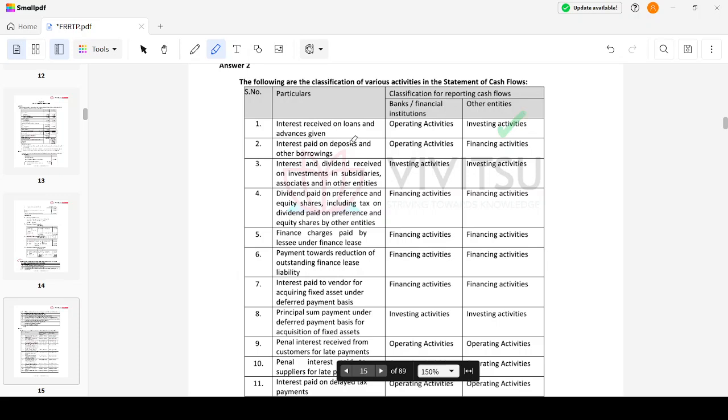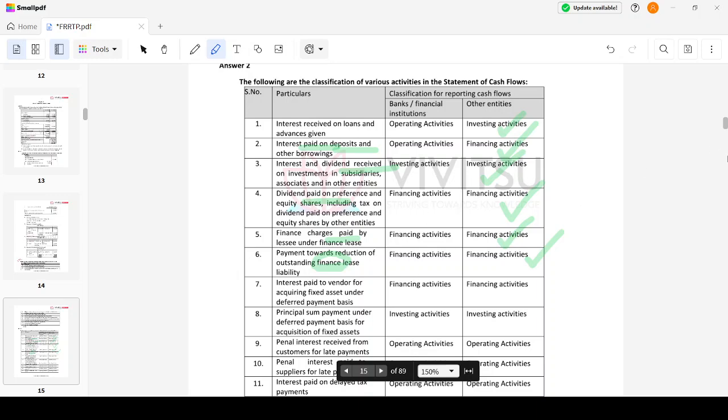Investing activity. Deposits and other borrowings paid, it is paid, so it is a financing activity. Dividend received, again, investing activity. Dividends paid, financing activity. Finance costs paid, financing activity. Payment towards reduction of outstanding finance lease liability. Lease is a financial obligation, right? So it's a financing activity. It is like I have obtained finance by way of lease.